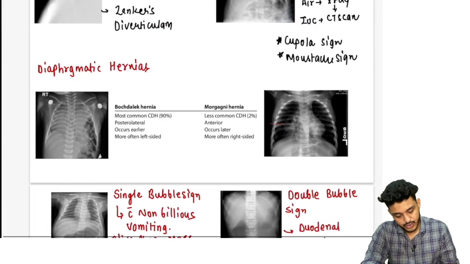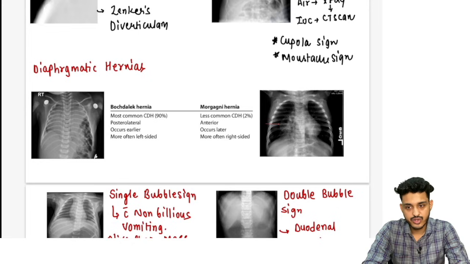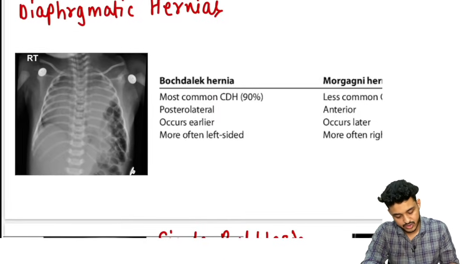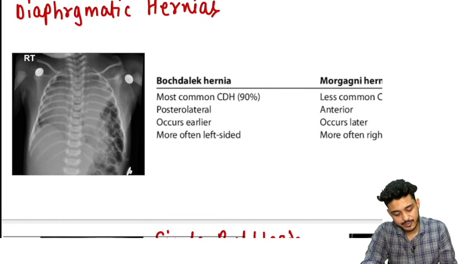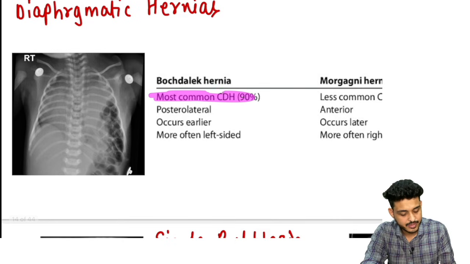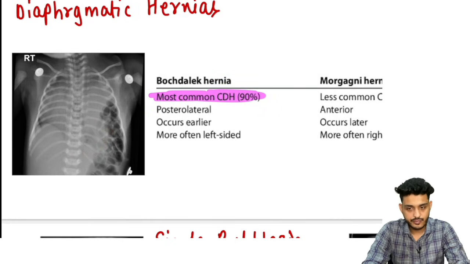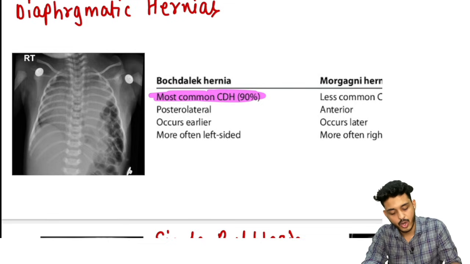Then we have got two types of diaphragmatic hernia. One is your Bochdalek hernia, another one is your Morgagni hernia. So this is your Bochdalek hernia, the most common type of congenital diaphragmatic hernia. The abdominal contents go up towards the lung. This is going to be the most common congenital diaphragmatic hernia.